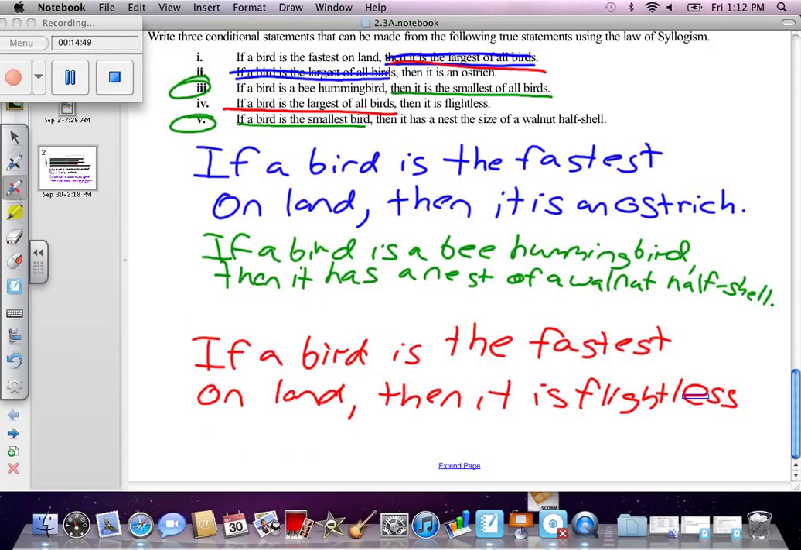Okay, before I stop, I want to talk real quick about biconditional statements, because that was on last night's homework and I didn't really talk about it.